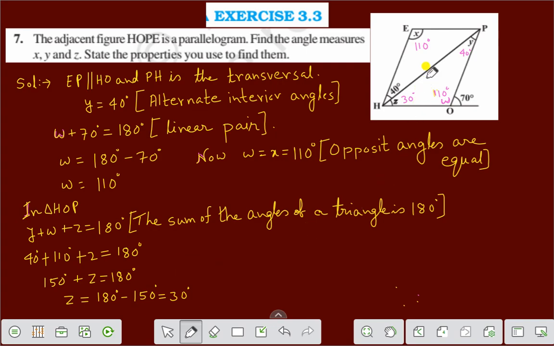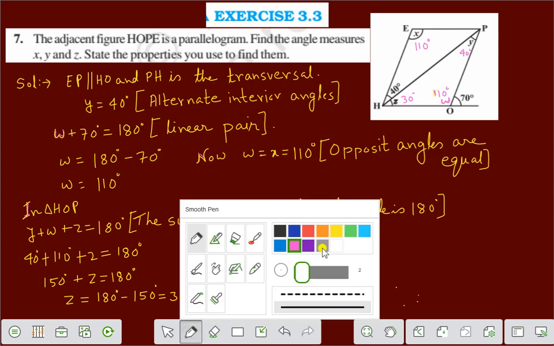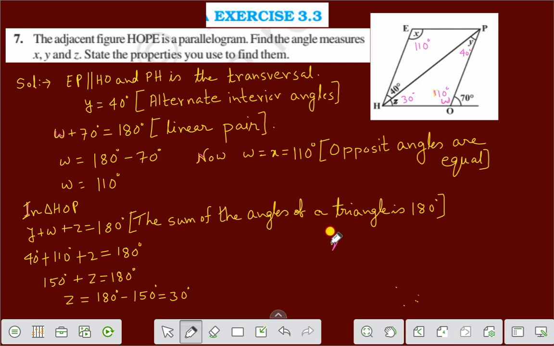We found all the values. That is, x is equal to 110 degrees, y is equal to 40 degrees, and z is equal to 30 degrees.